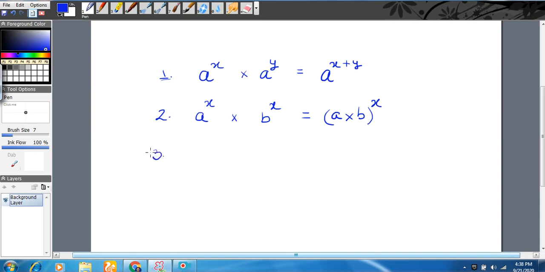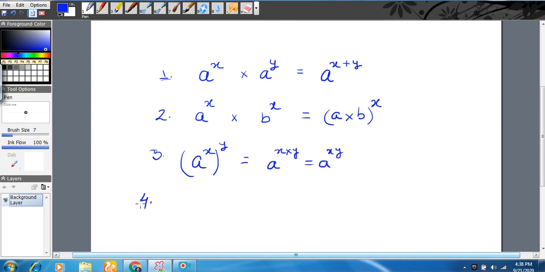Third rule is, suppose there is a number, this is a base, if there is an exponent x and there is another exponent of this whole value, that will be y. So what you have to do is multiply the exponents, don't try to add these, so it will be x into y. You can also say a power xy.